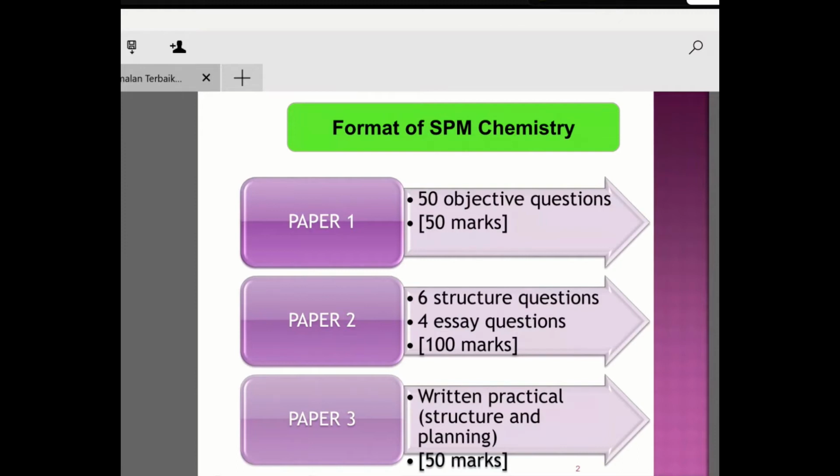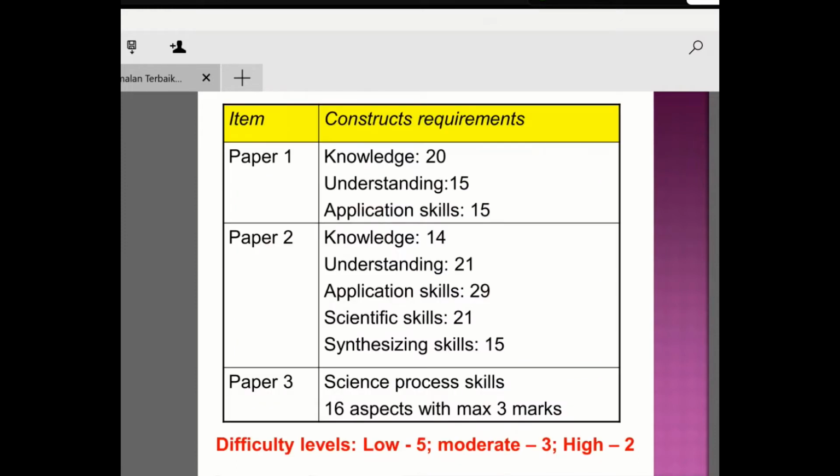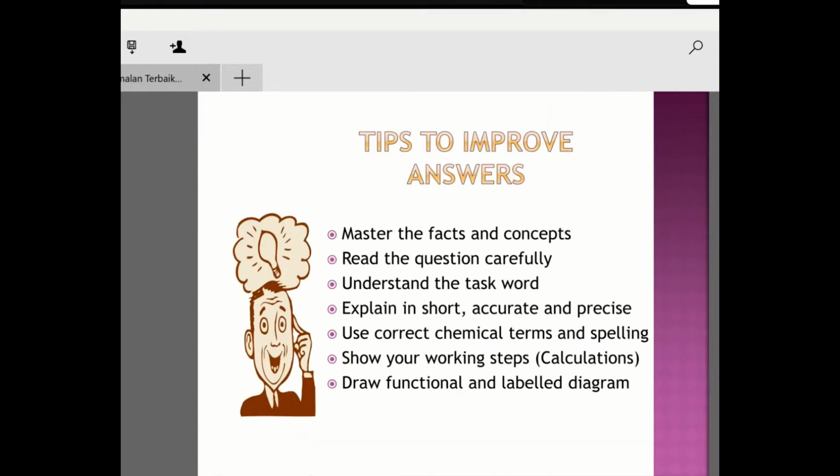So what is the important part about paper 2? When we come up with paper 2, they actually emphasize knowledge, understanding, application skills, scientific skills, and synthesizing skills. So this is what we would like to highlight. Then how are we going to help our students? We must have tips to improve the students' answers. Number 1, we try our best to let our students master the facts and the concept.